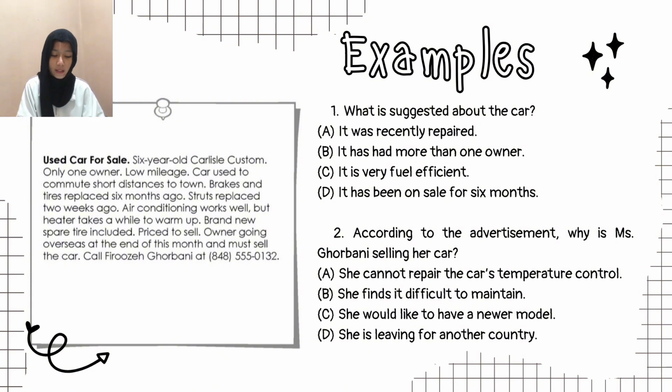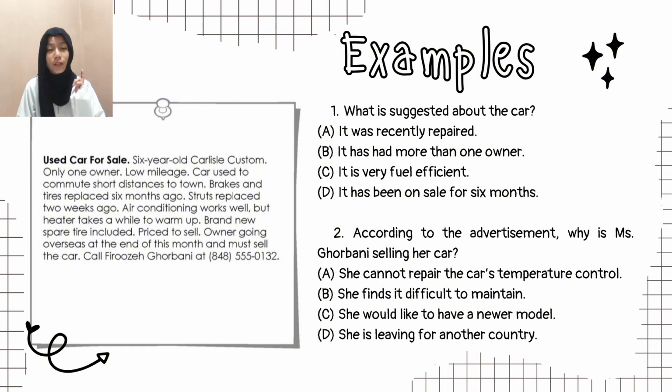Used car for sale. 6-year-old car diesel custom. Only one owner, low mileage. Car used to commute short distance to town. Brakes and tires replaced 6 months ago. Struts replaced 2 weeks ago. Air conditioning works well, but heater takes a while to warm up. Brand new spare tire included. Price to sell. Owner going overseas at the end of this month and must sell the car. Call blah blah blah blah blah.